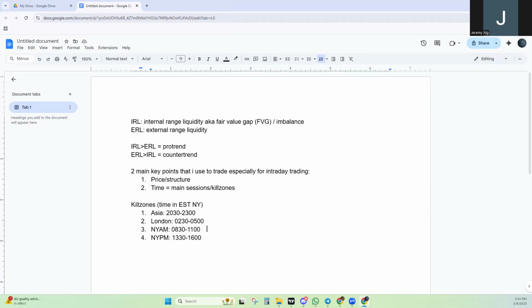Third one will be the New York morning, which is 8:30 to 11 a.m. And New York PM will be the so-called power hour, 1:30 to 4 p.m. in the afternoon. So those are the main key points that I use to trade. I just want to keep this simple when I want to find a trade.